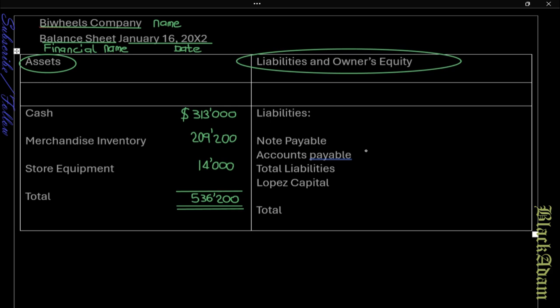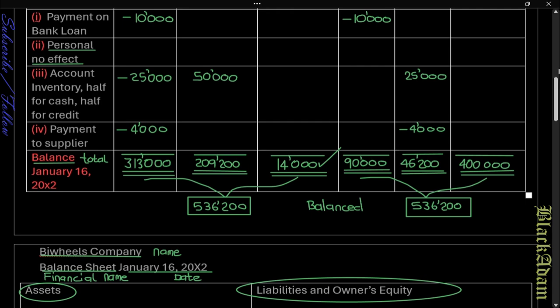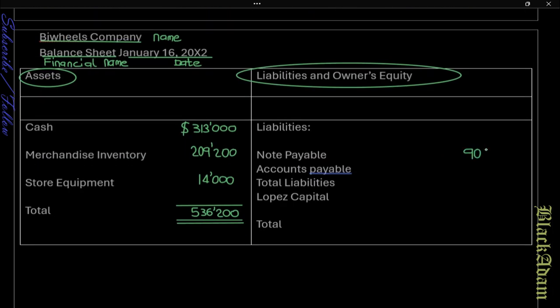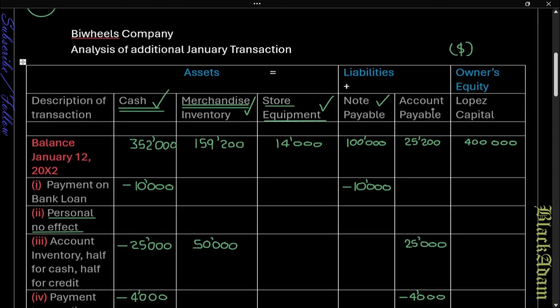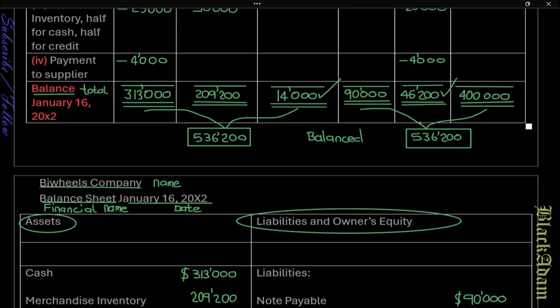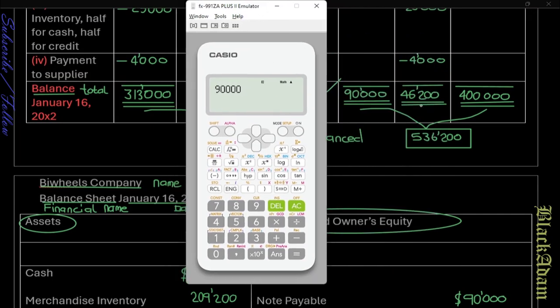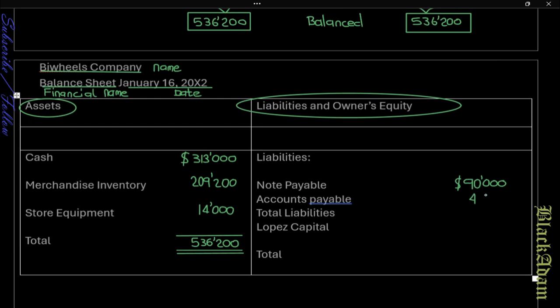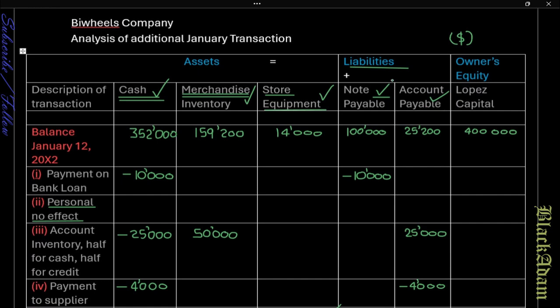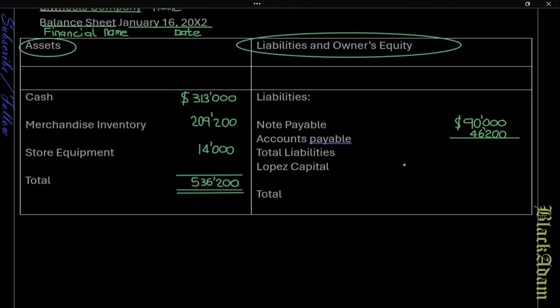So coming to liabilities and owner's equity, we have notes payable. Let's go check on our transaction. The sum of notes payable, that's 90,000. That's the amount we owe the bank. So notes payable, that's a promissory agreement, it's 90,000. And then accounts payable, what you owe the creditors, that's 46,200. So accounts payable, what you owe creditors, are suppliers and all that. So we need to find the total liability. So adding that gives us 136,200.